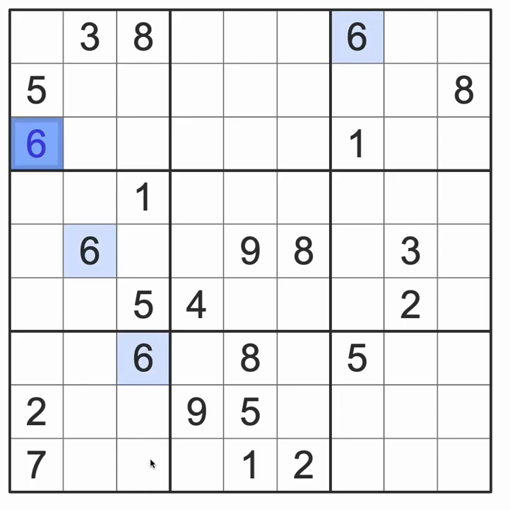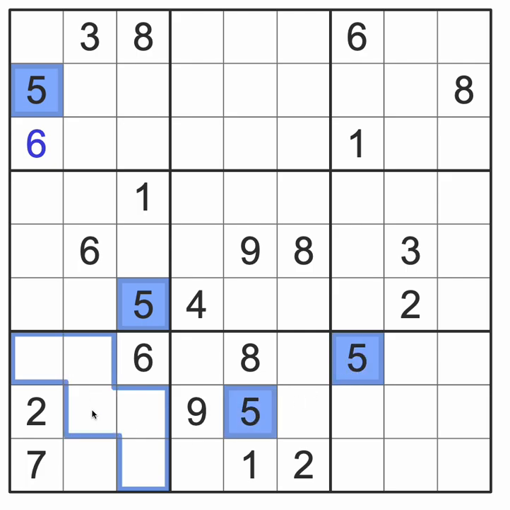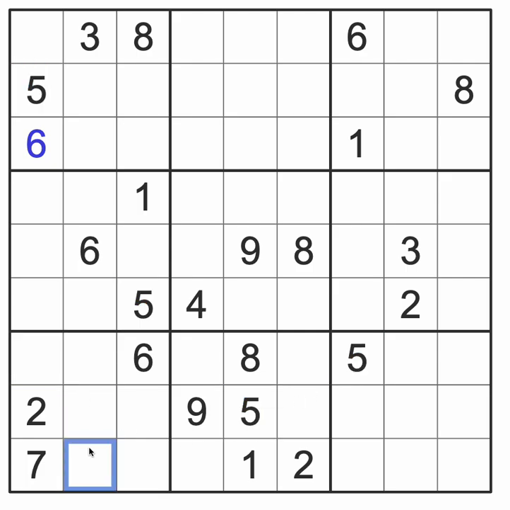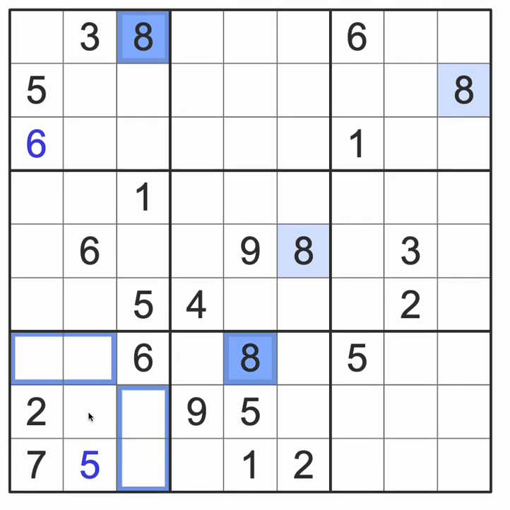I can place 5 in box 7. 5 and 5 here, they block these. 5 and 5, they block these. Gives me 5 here. And I can place 8 also in box 7. This 8 blocks these. This 8 blocks these. That gives me 8 here.